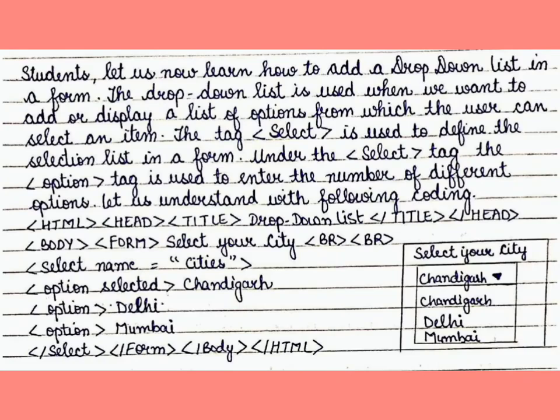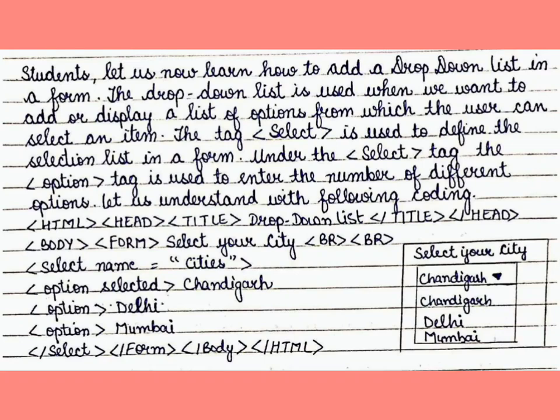Students, let us now learn how to add a drop-down list in a form. The drop-down list is used when we want to add or display a list of options from which the user can select an item. The select tag is used to define the selection list in a form. Under the select tag, the option tag is used to enter the number of different options. Let us understand with the following coding.